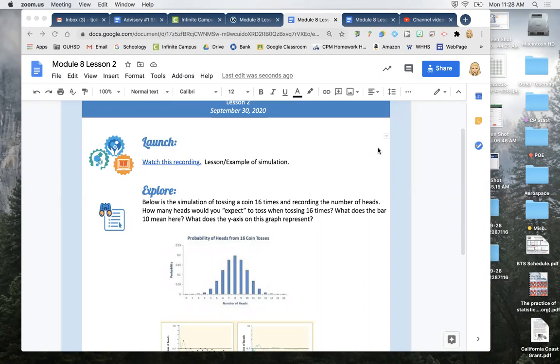Especially computer simulations can really be helpful if you know how to design and set them up. That way you're not having to actually do the work behind it. So I'm going to show you a simulation here. This is the simulation of tossing a coin 16 times.